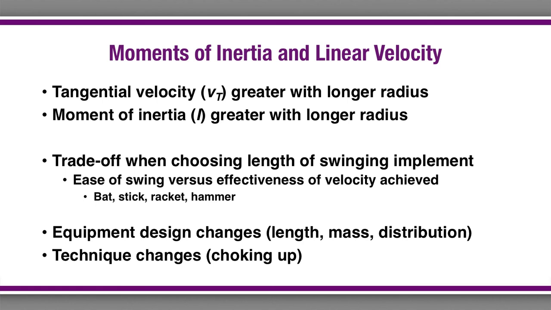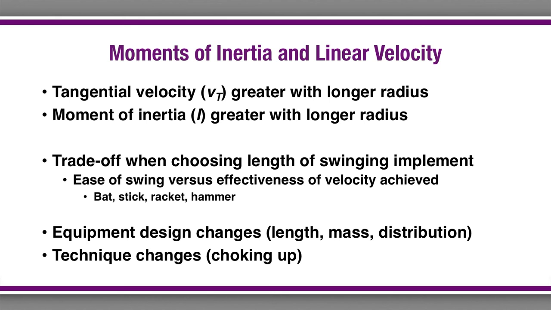So if you think about swinging an implement, especially, you have a trade-off between ease of swing versus effectiveness of velocity achieved. So if you have a longer bat or a longer golf club, you will achieve a greater tangential velocity of that club head or that bat, but it is actually going to be harder to swing these implements. And a lot of that is more relative to the mass being distributed further away from the axis of rotation.